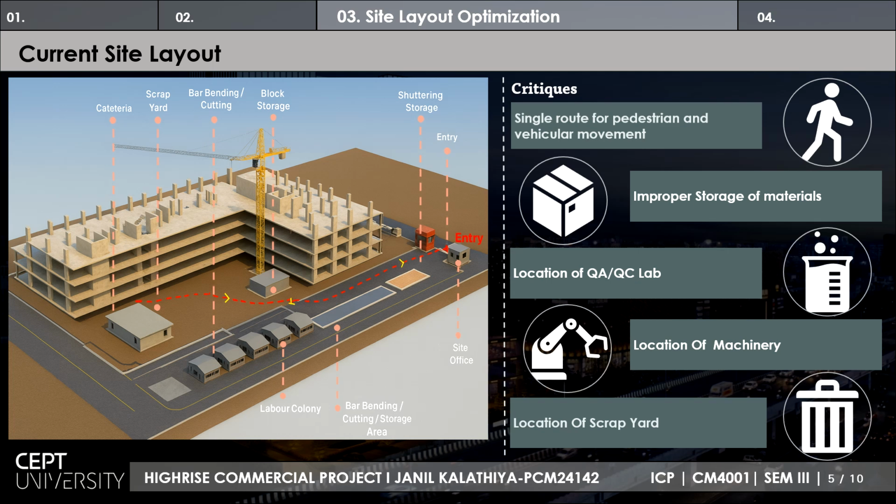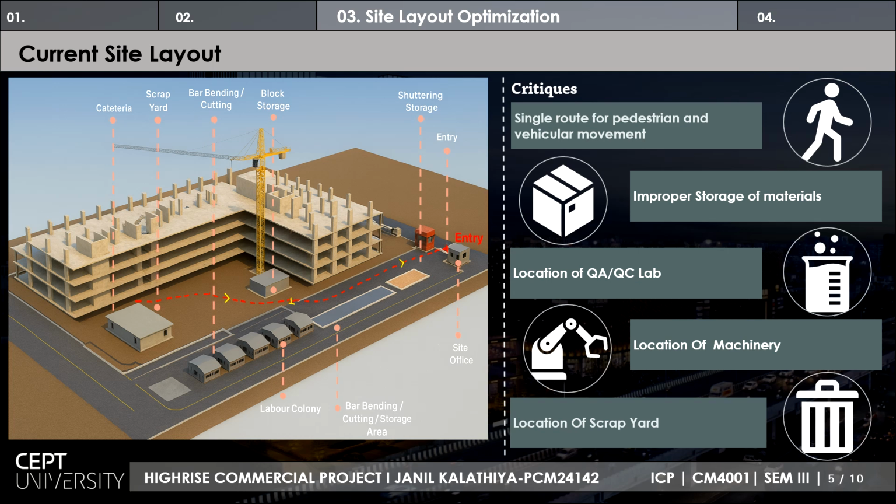Next, coming to site layout optimization, here is the 3D render provided for the current site layout, where it highlights the different areas of the site layout: the cafeteria, scrap yard, bar bending and cutting machine, block storage and shuttering storage, with the entry given where the site office is located.